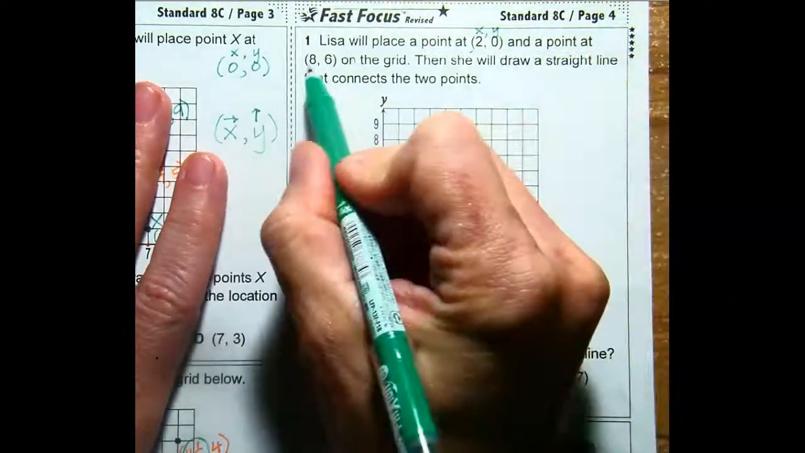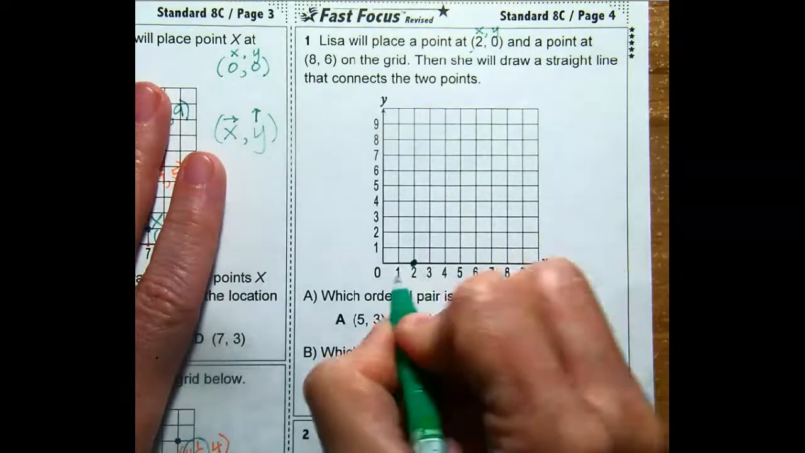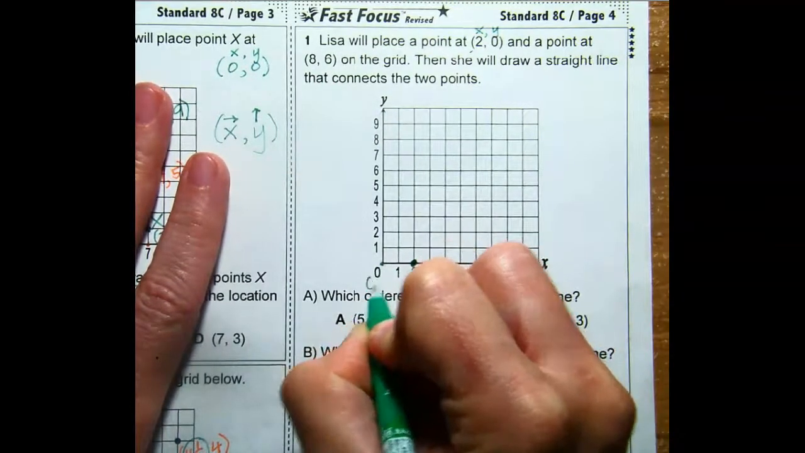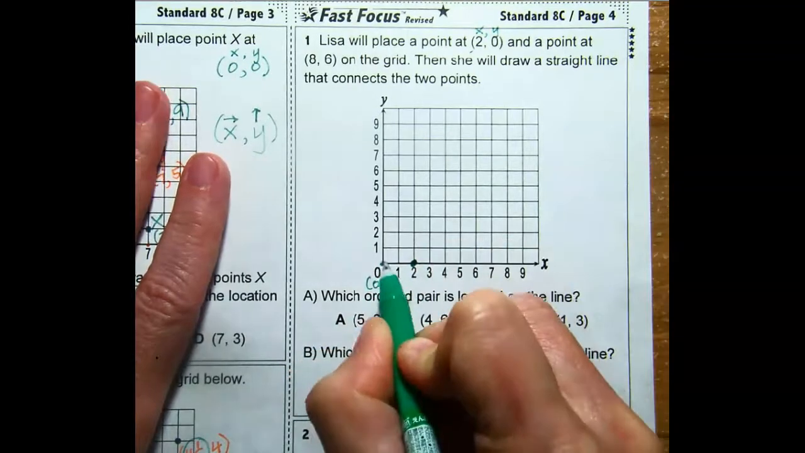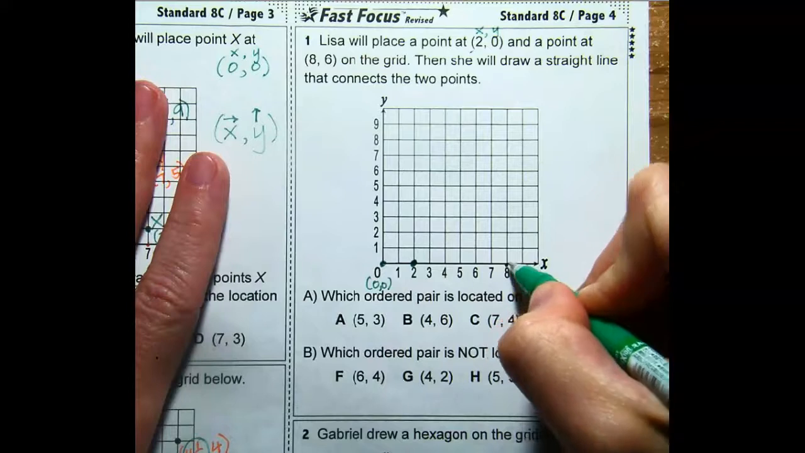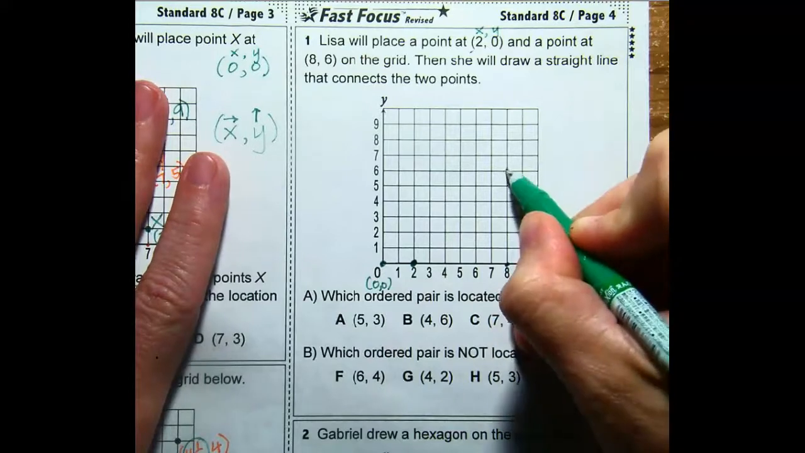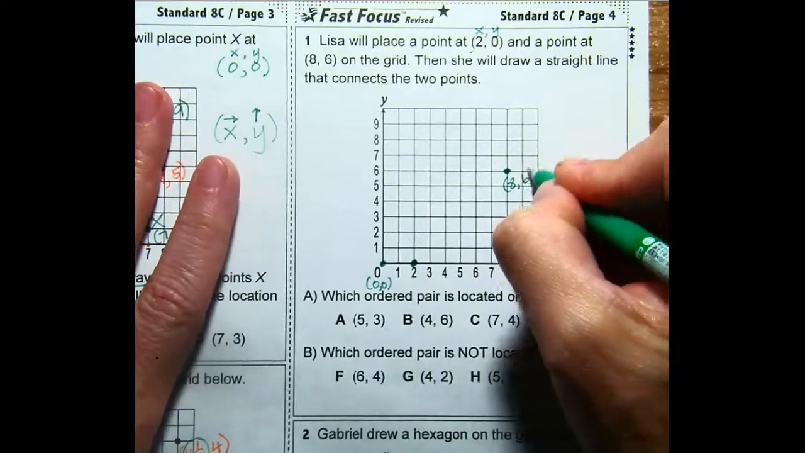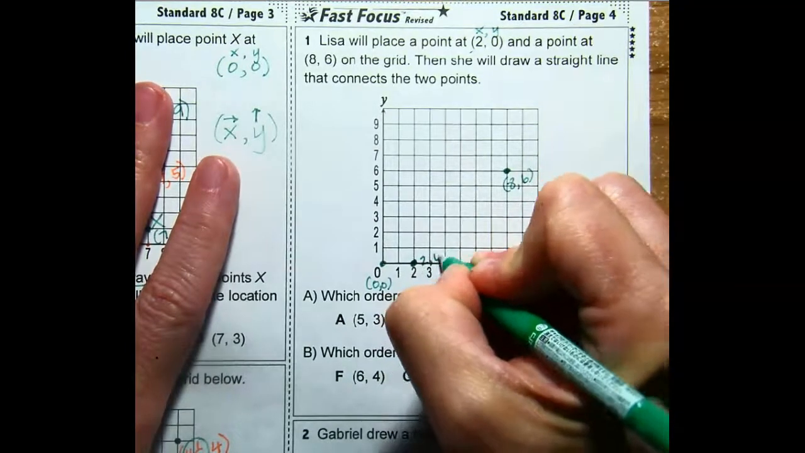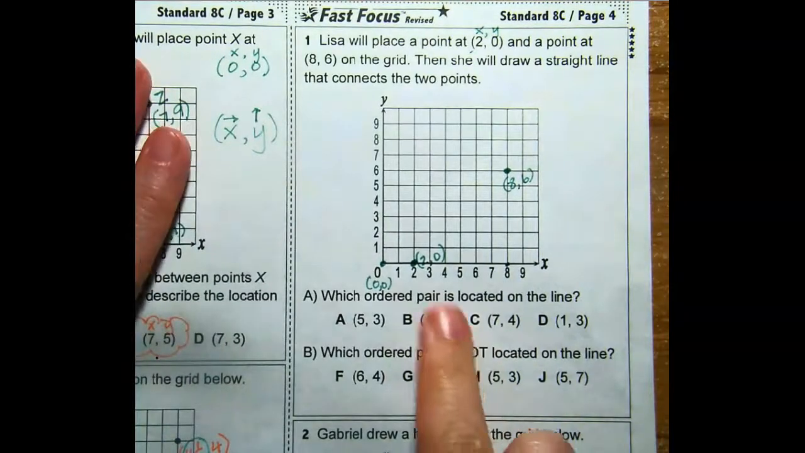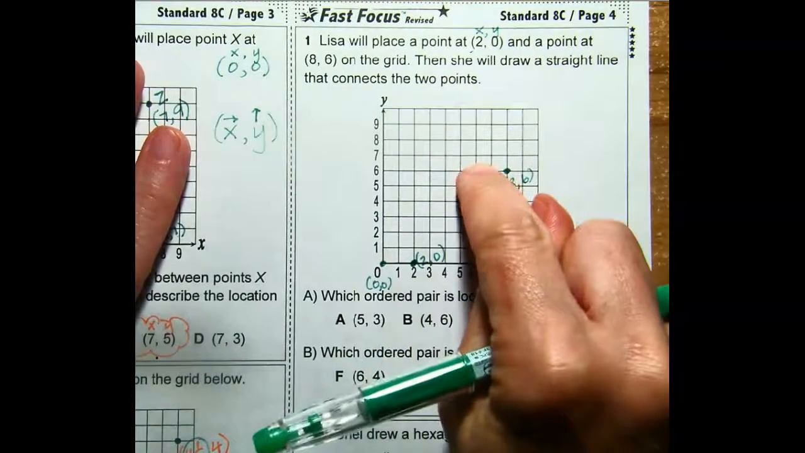And a point at 8, 6. Again, we're going along the x-axis first from the origin, which is 0, 0, over 8 and up 6. Again, please do not trace those lines. That is not going to be helpful for you. So here's 8, 6, and here is 2, 0. All right, so let's see. We've already plotted what we're looking for.